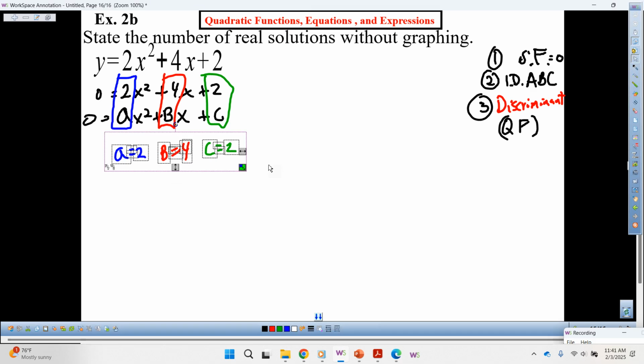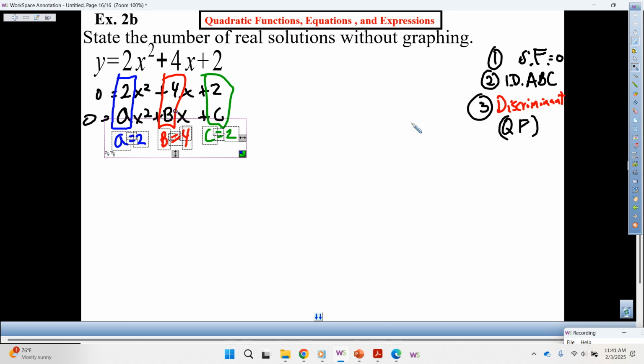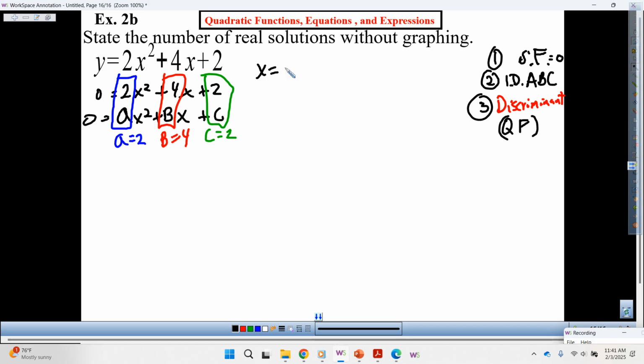Remind your neighbor what the QF is without looking at your notes. What is QF? X equals minus B plus or minus the square root of, and look what I'm going to use in red, B squared minus 4AC, over 2A. So this part, guys, is what we call the discriminant. So we're going to use that.